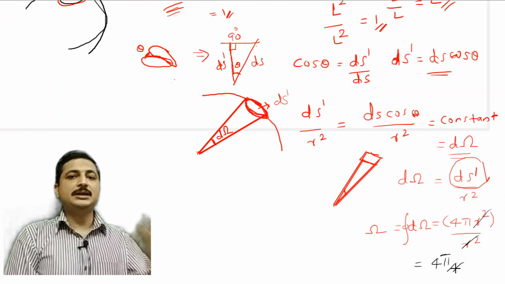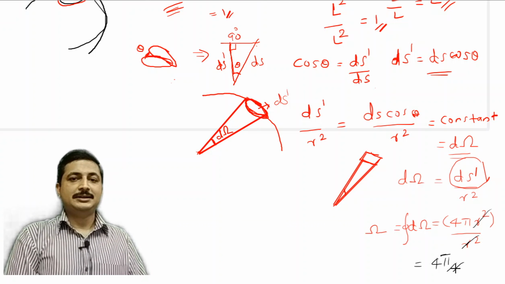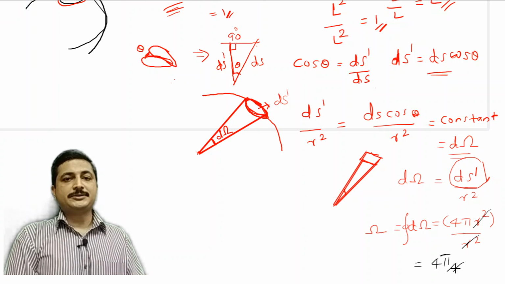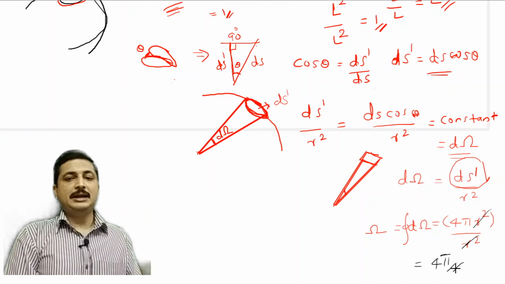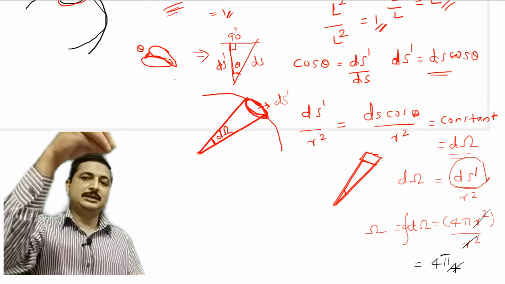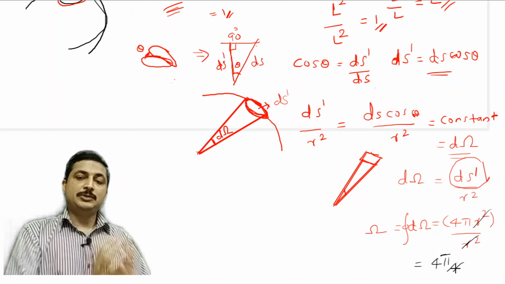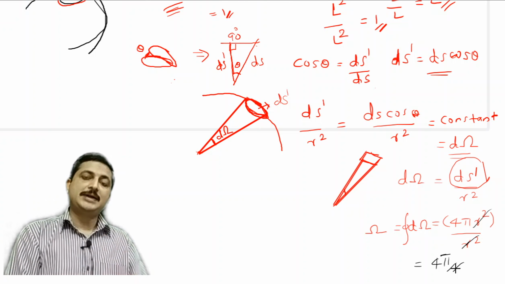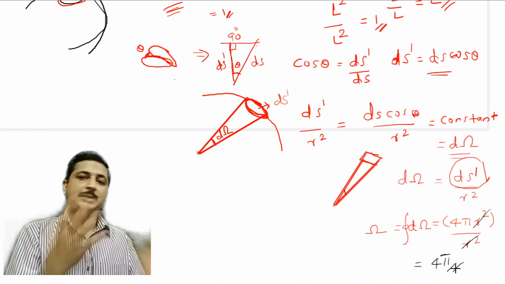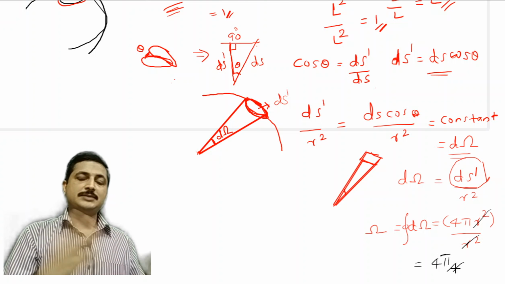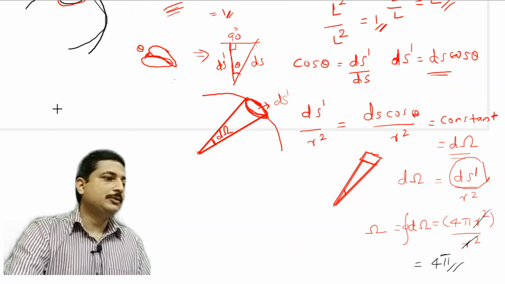So my ds became ds dash, and we find that ds dash is nothing but ds cos theta. This ds dash by r square is nothing but the solid angle d omega. For the entire circular area, the ds will add up everywhere, so the entire solid angle is given by omega, which is the entire surface area divided by r square. The entire surface area is 4 pi r square, so 4 pi r square by r square, r square cancels, and I get solid angle as 4 pi. Now we'll go back and substitute this.